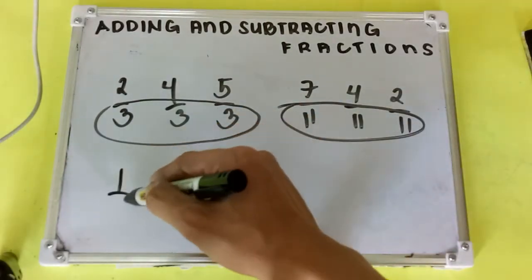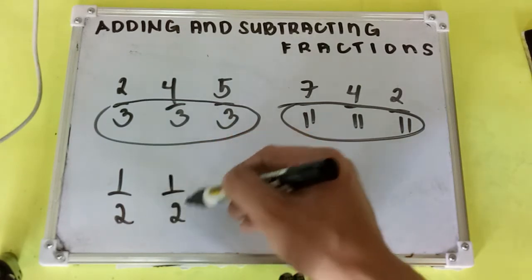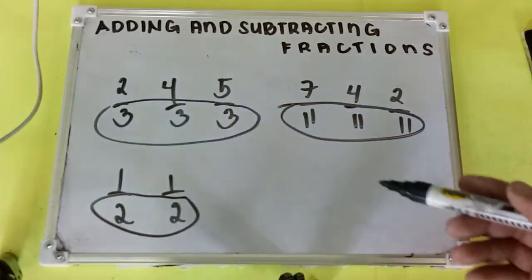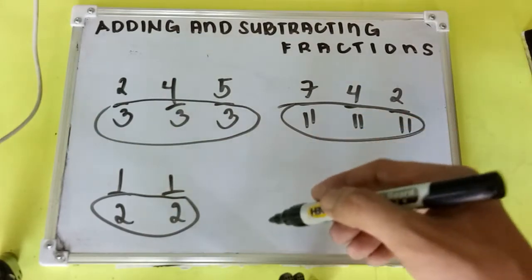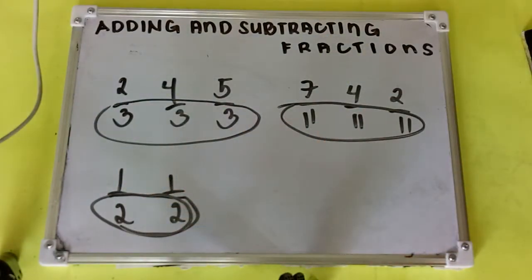Ano pa? 1/2 and 1/2. So they are similar in numerator, but at the same time, hindi naman natin chinecheck yung numerator. Ang mahalaga is yung denominator. So they have the same denominator. So they are similar fractions.